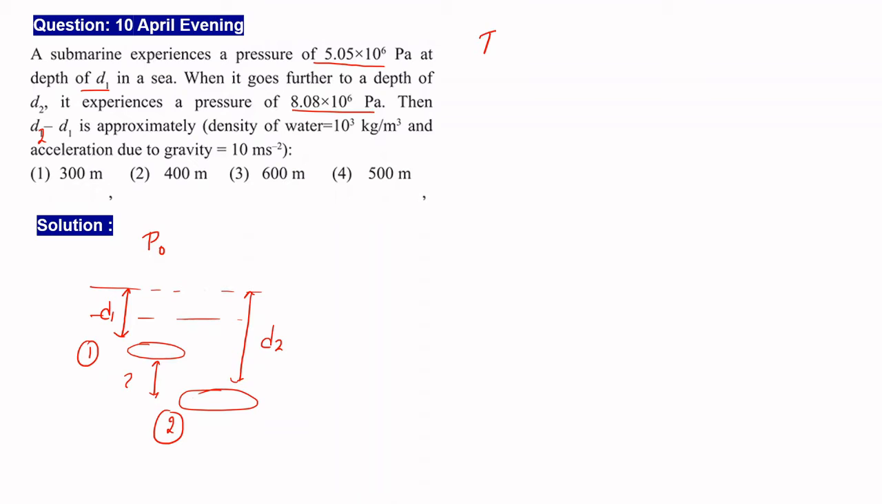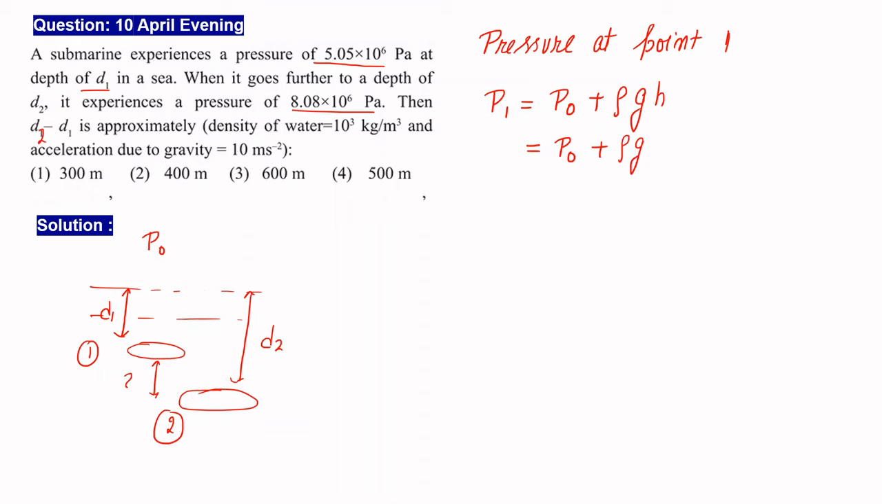So we have to write down pressure at point 1. This is nothing but P1 equal to P0 plus rho G H. H is the height, but here the height is simply D1. So P0 plus rho G D1. This is equation number 1.